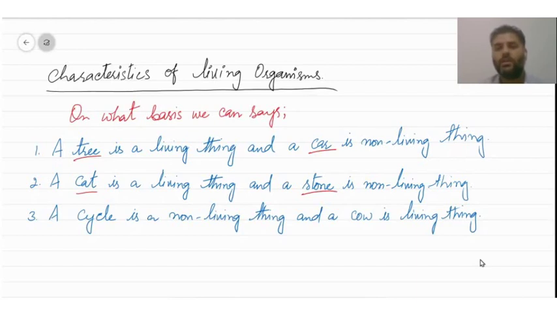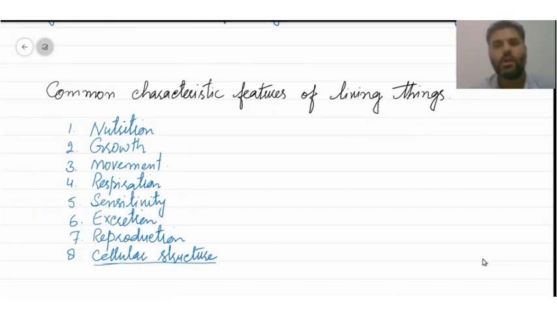Let us start. What are the different characteristic features of living things which make them living? If any organism possesses all these 8 characteristic features, then we can say that this thing is a living thing. If any one of them is absent, then it cannot qualify as a living organism. Those characteristic features are nutrition, growth, movement, respiration, sensitivity, excretion, reproduction, and an organism should share cellular structures with each other.